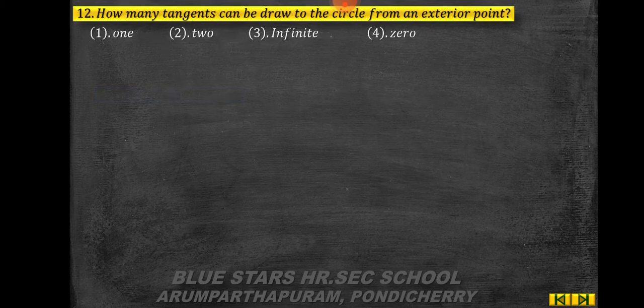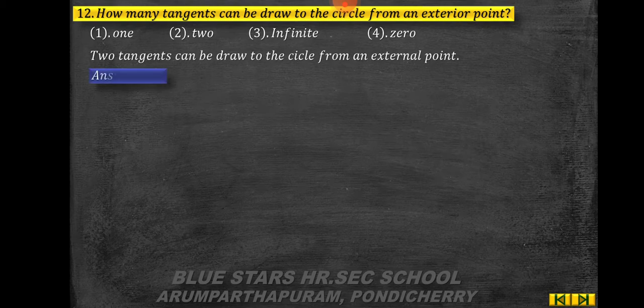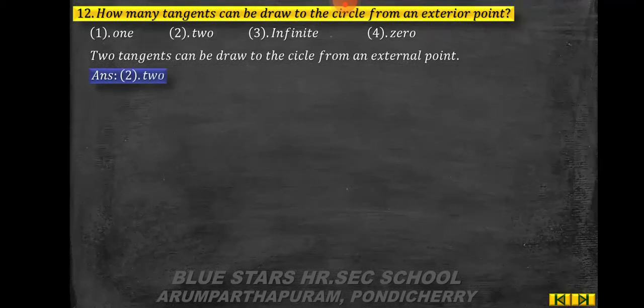Question number 12. How many tangents can be drawn to the circle from an exterior point? So option 1, 1, option 2, 2, option 3, infinite and option 4 is 0. So two tangents can be drawn to the circle from an exterior point. So the correct option is option 2. The answer is 2.